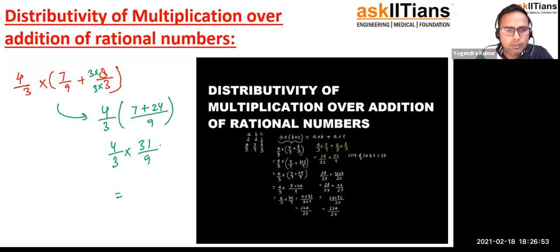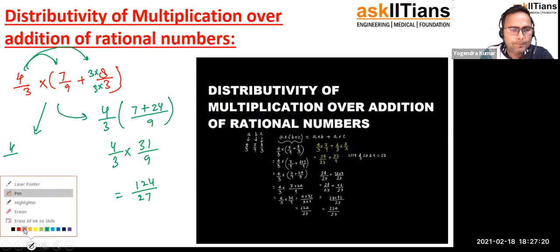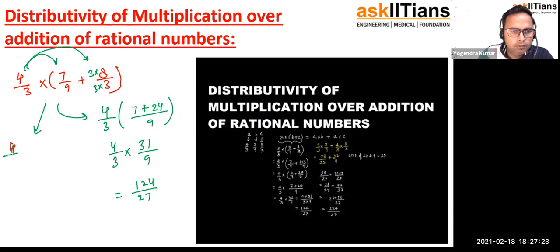Now we can multiply. So 27 here, and what we are getting is 124 divided by 27. Now we could have done this using the distributivity property. The 4 divided by 3 will go and multiply here also. So it is 4 divided by 3 into 7 by 9 plus 4 divided by 3 into, originally it was 8 by 3. This is what we have.